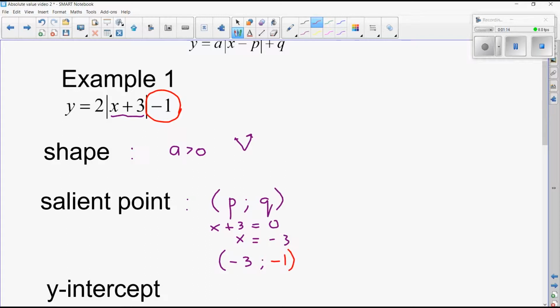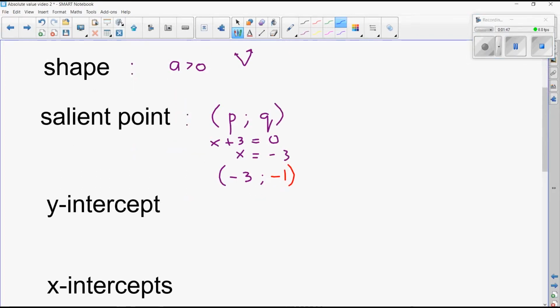Let's just cast our eye back to the equation. So we see that p is negative 3 and q is negative 1. Let's just look at the shifts. If my graph is x plus 3 as I have here, that means that the graph of y equals the absolute value of x has shifted 3 units to the left, and my q value is negative 1. The graph is then shifted 1 unit down.